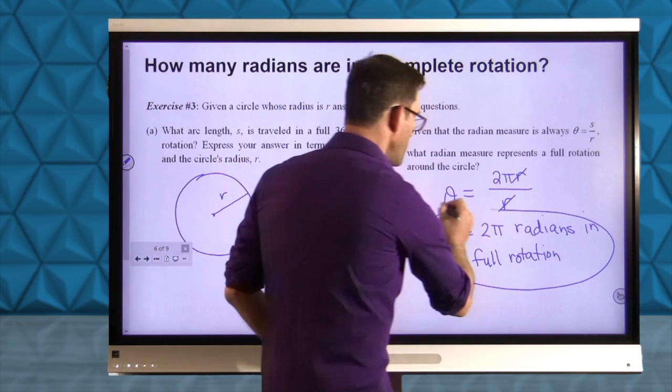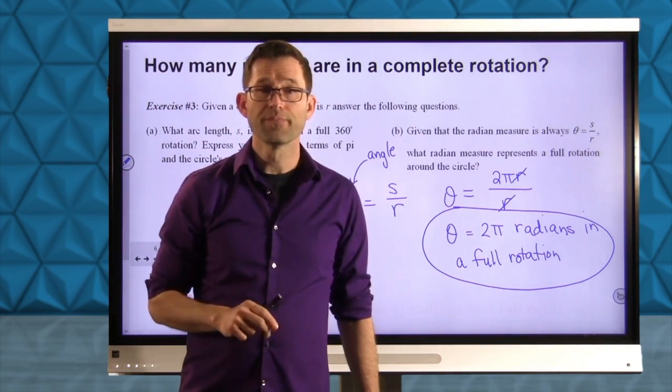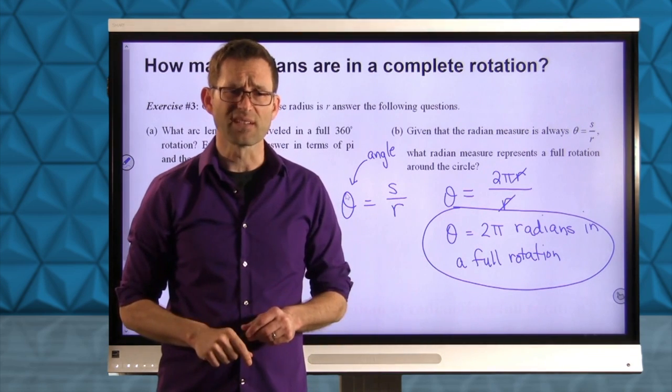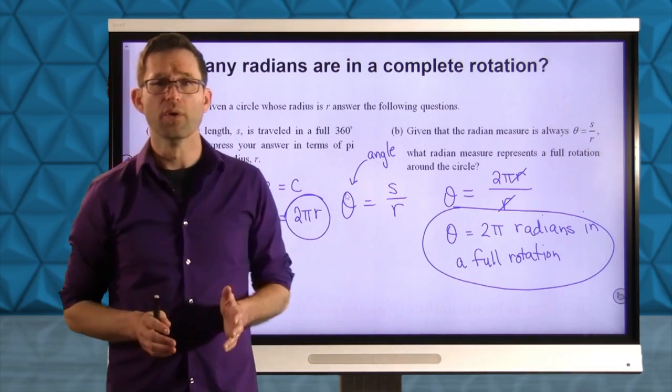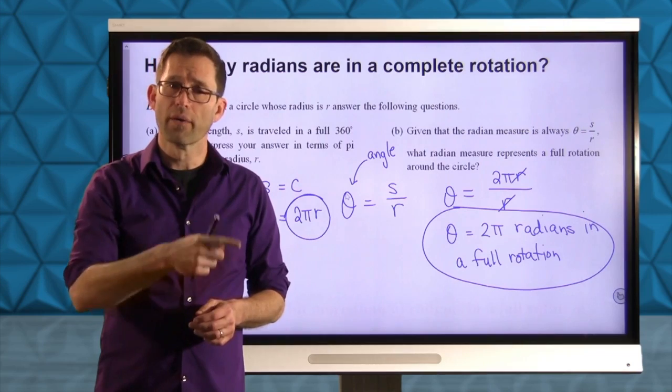And that's it. So whereas a full rotation is 360 degrees, a full rotation is 2 pi radians, which is about 6. A radian is much larger than a degree in terms of a unit, all right? About 6 radians go all the way around a circle.